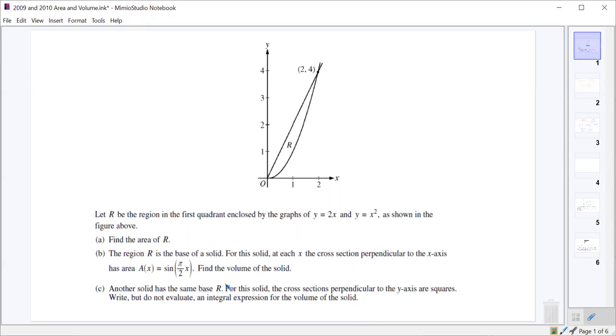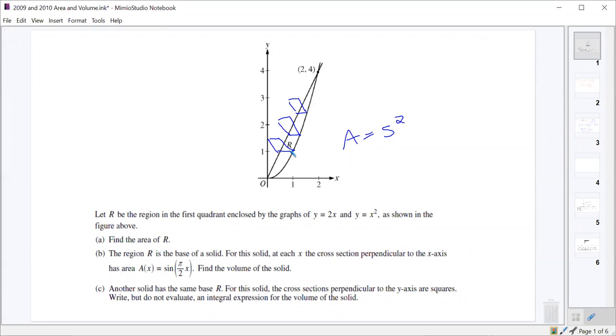All right, part C says we have another solid that has the same base, and the cross sections perpendicular to the y-axis are squares. That was supposed to be perpendicular. There we go. There's my squares popping right out of the page. And so what's the area of a square? Should be the side squared, right?